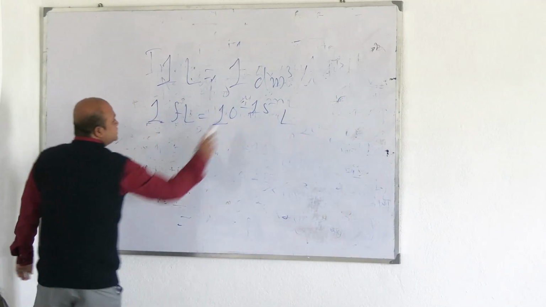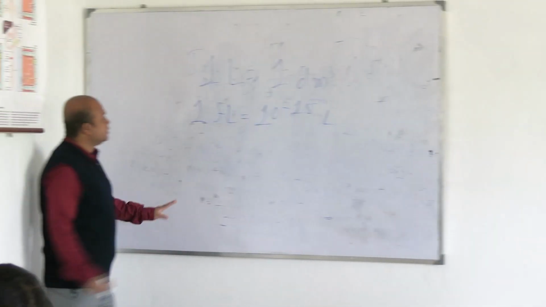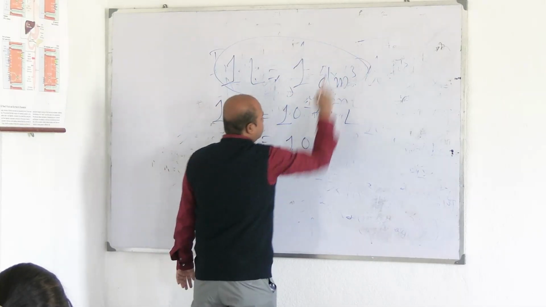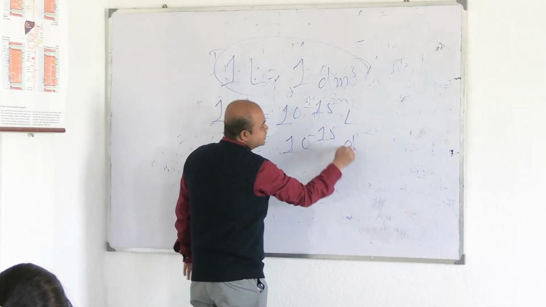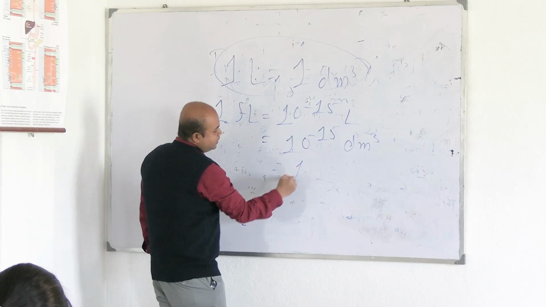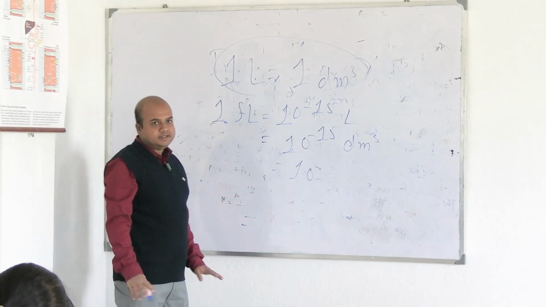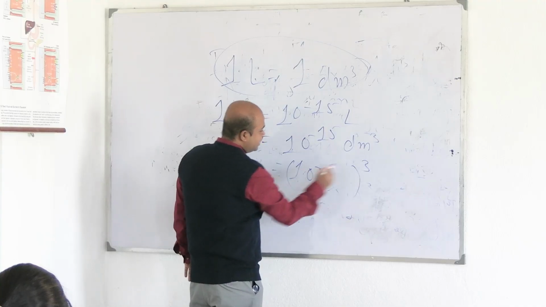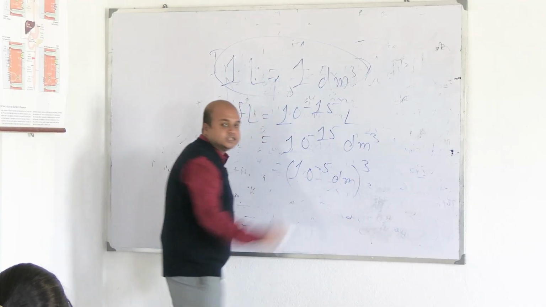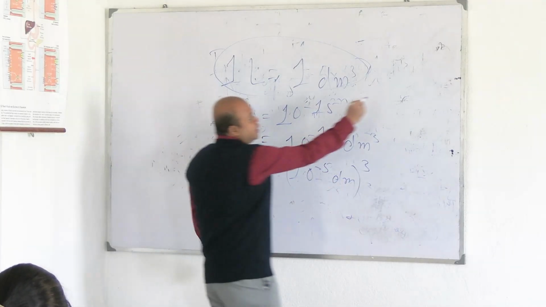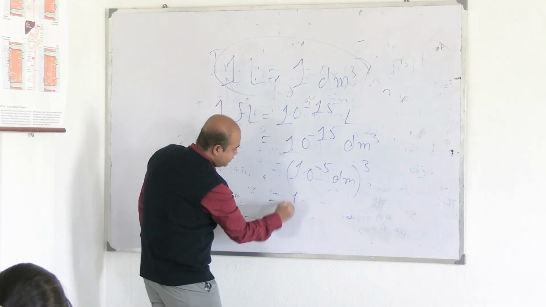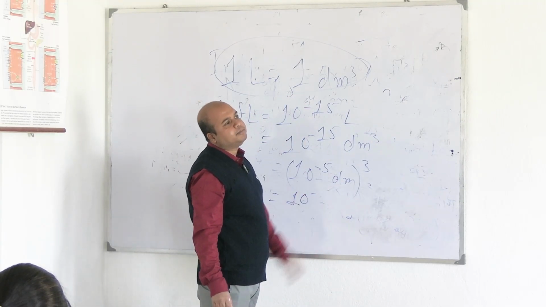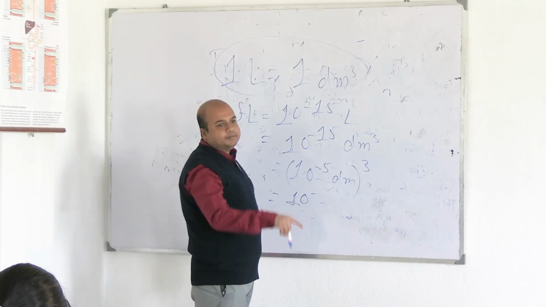So 1 femtoliter is 10 to the power minus 15 liters, which by the standard conversion is 10 to the power minus 15 decimeter cube. And see, don't memorize anything, there is nothing to memorize, just take this cube here. So it will be 10 to the power minus 5 decimeter, cubed.